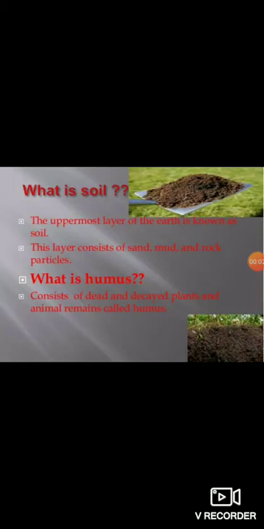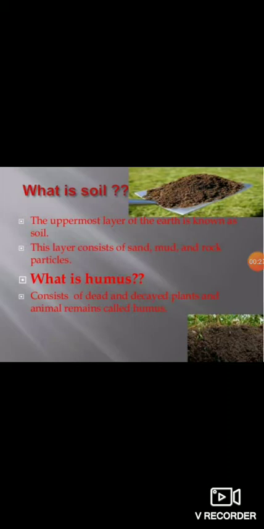Today we are going to start our next chapter, which is chapter number 9, Soil. First of all, what is soil? The uppermost layer of the earth is known as soil. As we all know, soil is one of the most important natural resources. So the outermost layer of earth, where our crops grow, where we all live, is known as soil.